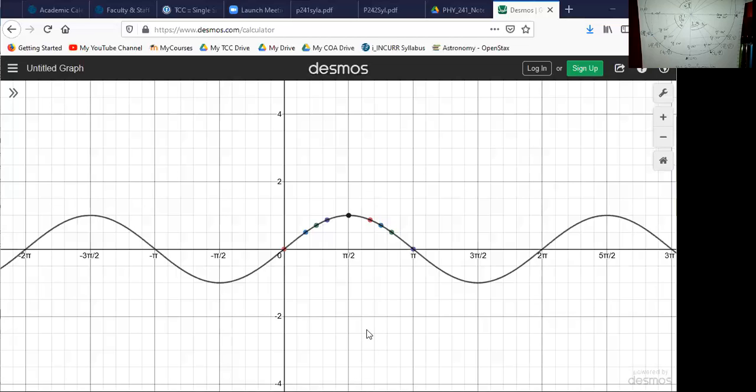I hope that helps you understand where the graph of sine comes from. Next, we'll do the graph of cosine.